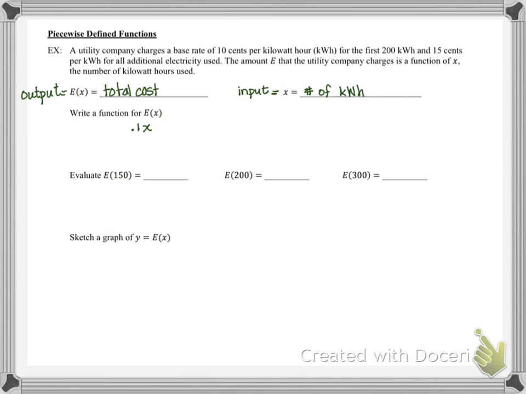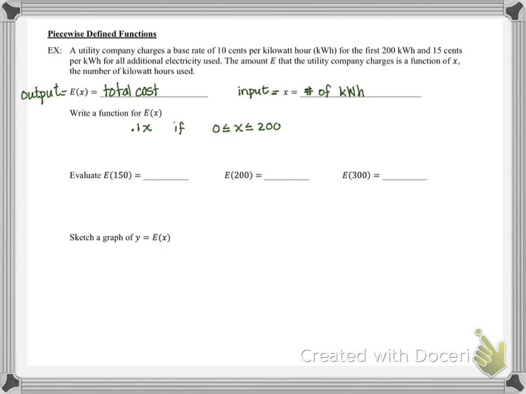Will that always work? When will that work? Up to 200. So if I use less than or equal to 200 kilowatt hours, then all I have to do is multiply that number by x, or sorry, by 0.1. And I made it greater than or equal to 0, right? Because we can't use a negative amount.